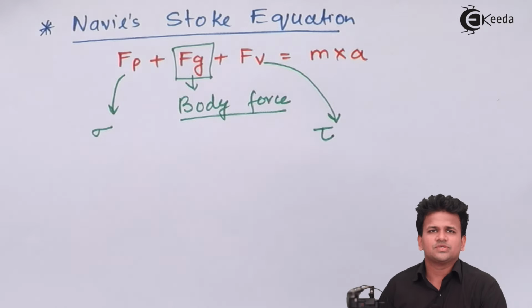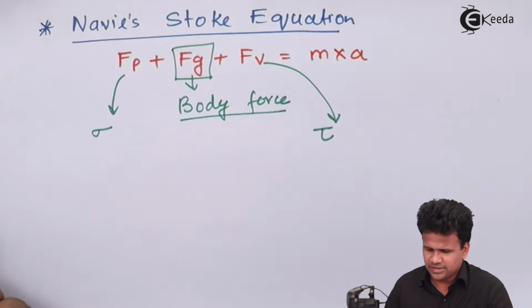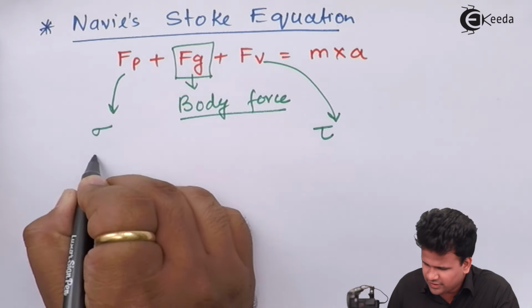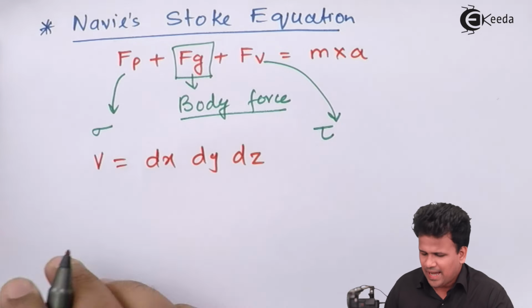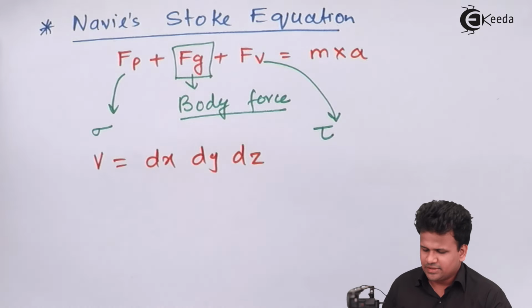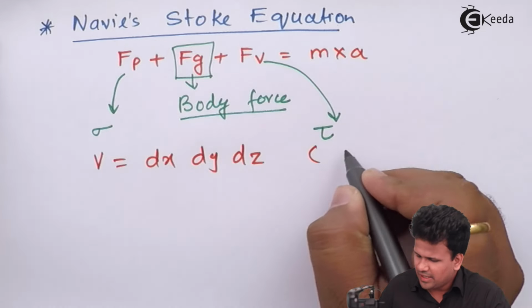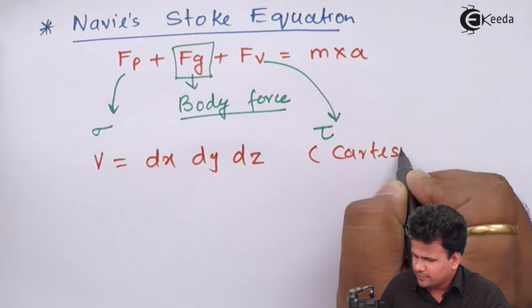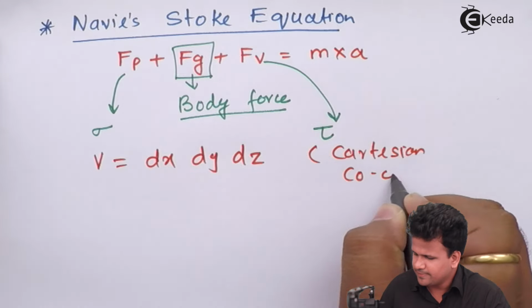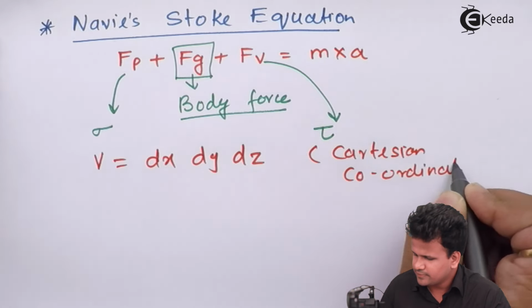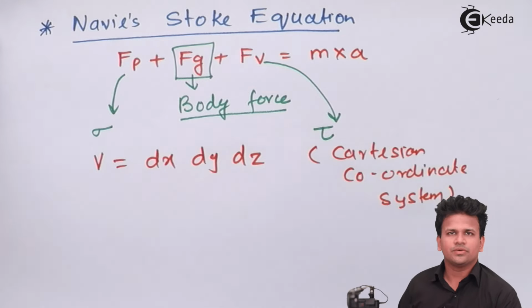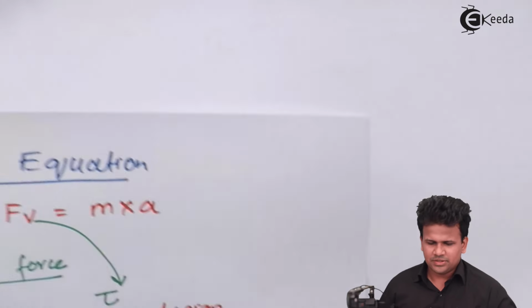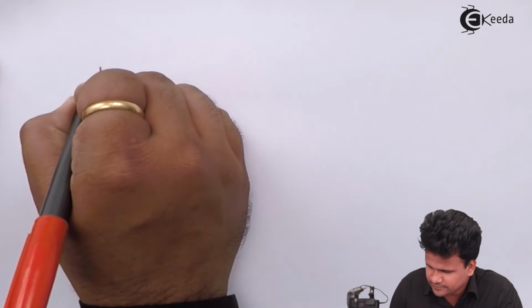Let us consider a small control volume. We will consider a small control volume having a volume of dx, dy, dz, and this will be in a Cartesian coordinate system. So we will consider this in a Cartesian coordinate system. So let us draw this part.